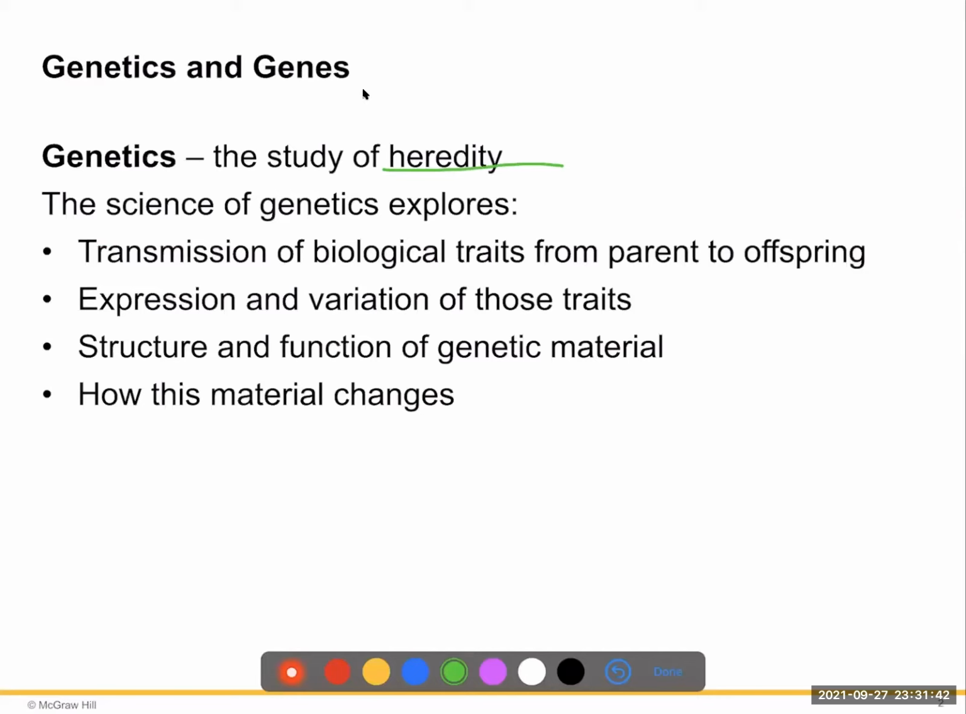You get different expressions of those traits, and there are variations of those traits, as we'll see as we go along. There are mutations that occur that could be good or favorable, so the expression of those traits can change. You have the structure and function of genetic material, how DNA works, how those little bases, the sugar phosphate backbone with those adenine, thymine, guanine, cytosine bases, determine what proteins are made in the body, and then how this material can change.